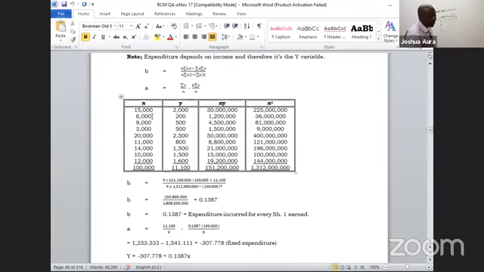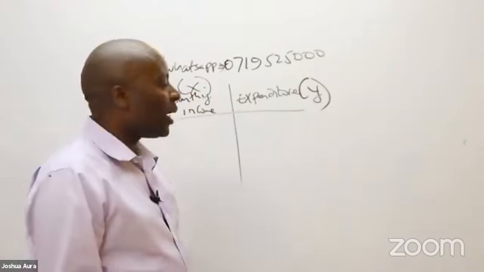The only thing that I did was to introduce the 2 important columns for regression, that is XY and X squared, which I've been able to demonstrate. After introducing the 2 columns, I went ahead to get the sigmas, the summations: summation of X is here, summation of Y is there, summation of XY is there, summation of X squared. Now the moment I have those sigmas, everything boils down to simple arithmetic.